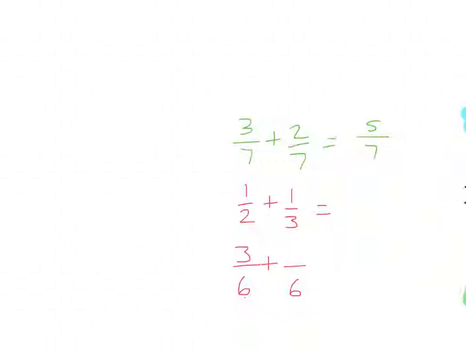Okay. What have I done to 3 to make it 6? Well, I've doubled it, so I must double the top here. Now that they have the same denominators, I get the answer 5/6. So that answer would also be 5/6. And if you put that into your calculator, that's exactly what it will tell you.